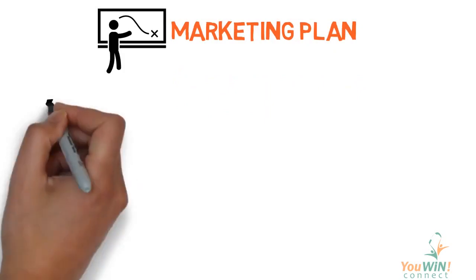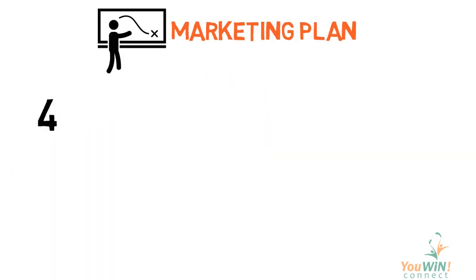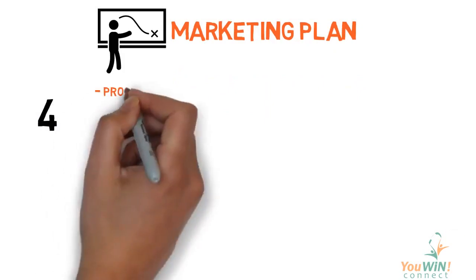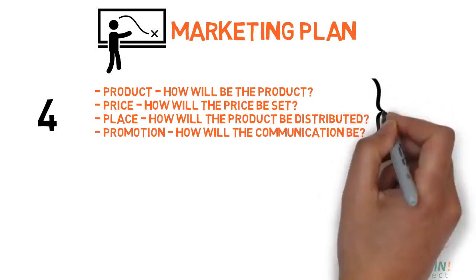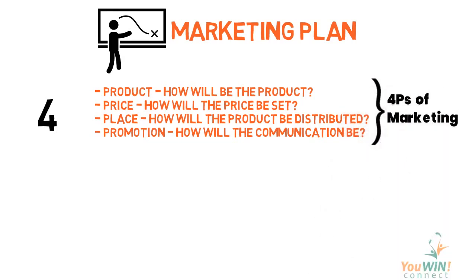In this area, there are four main activities to consider as far as the marketing plan is concerned. First is the product. How does the product look? Second, how will the price be set? Third, how will the product be distributed? And how will communication be done? This is referred to in marketing management parlance as the 4 P's of marketing.